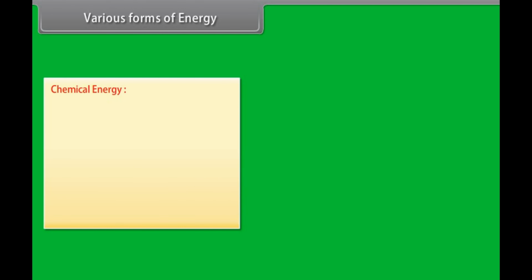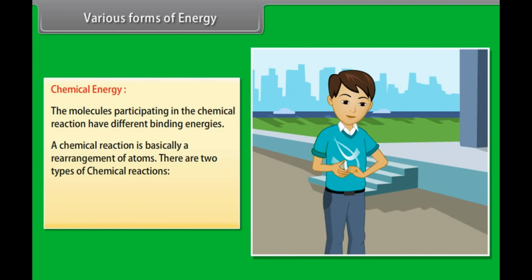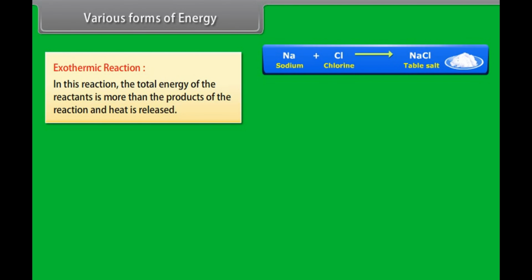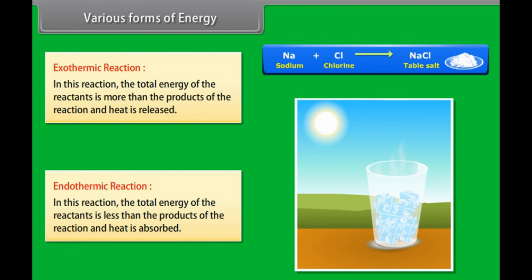Chemical energy. It arises from the fact that the molecules participating in the chemical reaction have different binding energies. A chemical reaction is basically a rearrangement of atoms. There are two types of chemical reactions. Number 1, exothermic reaction, and number 2, endothermic reaction. Exothermic reaction. In this reaction, the total energy of the reactants is more than the products of the reaction and heat is released. Endothermic reaction. In this reaction, the total energy of the reactants is less than the products of the reaction and heat is absorbed.